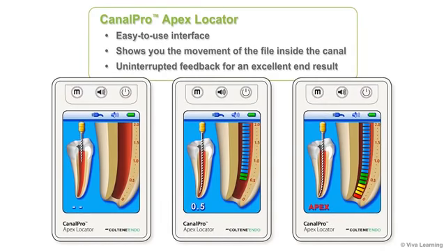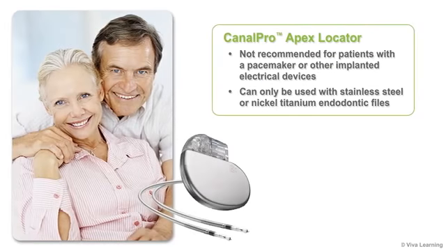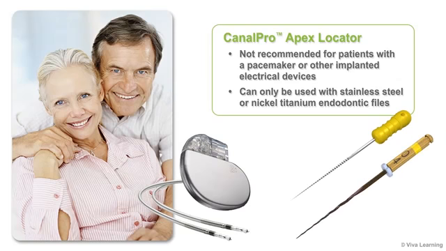The Canal Pro Apex Locator gives you an easy-to-use interface that shows you the movement of the file inside the canal from the beginning of the procedure to the end, giving you the uninterrupted feedback you need for an excellent end result. The Canal Pro Apex Locator is not recommended for use in patients who have a pacemaker or other implanted electrical devices and can only be used with stainless steel or nickel titanium endodontic files.